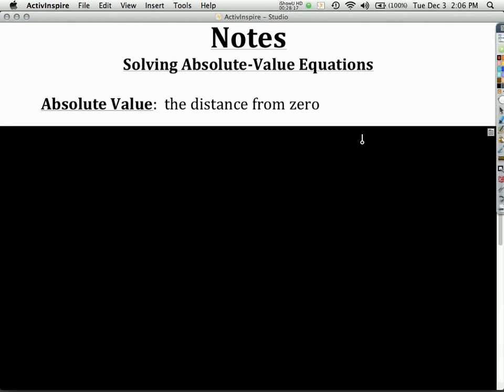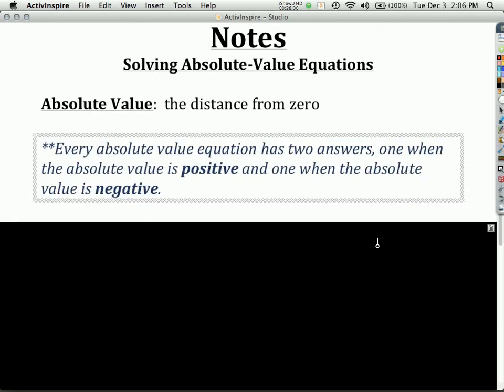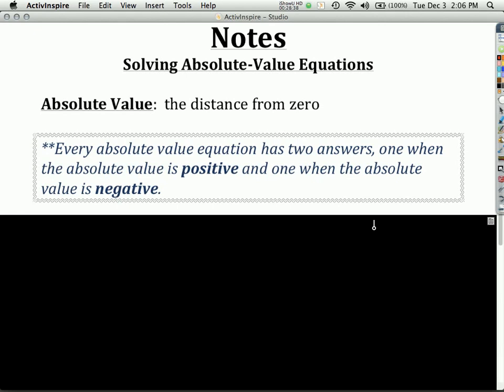And so you have to keep that idea in your mind, that when you talk about distance, it can never be negative. That's going to play a strong role in today's lesson. Now, I'm going to let the cat out of the bag right up front: every absolute value equation has two solutions.